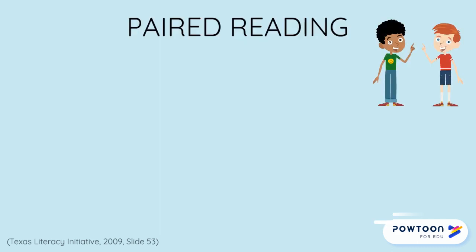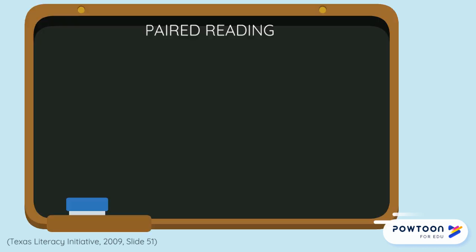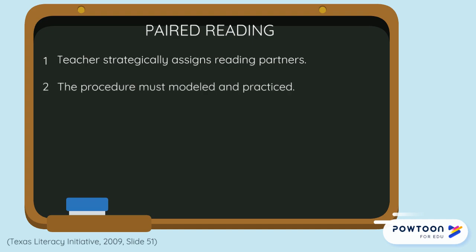The last type of structured oral reading we will discuss is paired or buddy reading. It is the least supportive of the types we've discussed, so it should be used when a passage is on students' independent or instructional level. In this strategy, pairing students strategically is essential to effective paired reading. Students who have drastically different reading levels should not be paired together, nor should students who have difficulty getting along with one another. Before any paired reading is undertaken, it should be modeled.